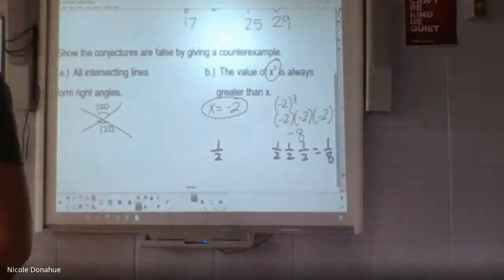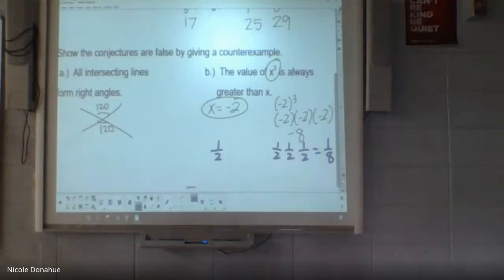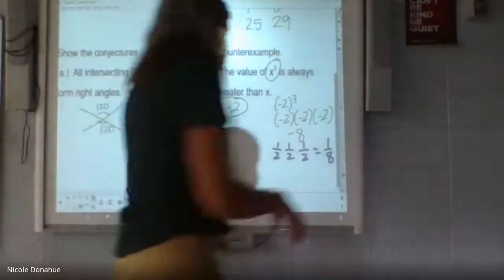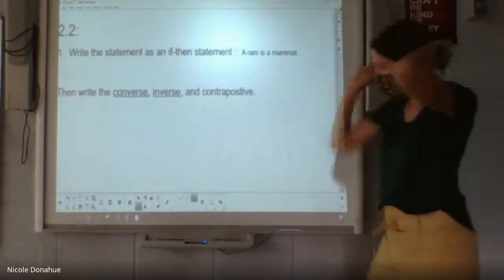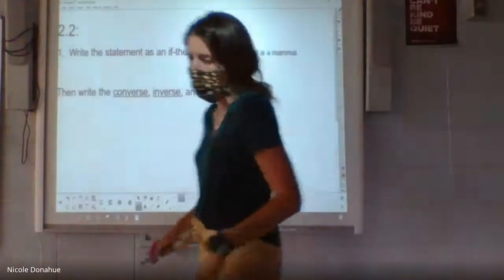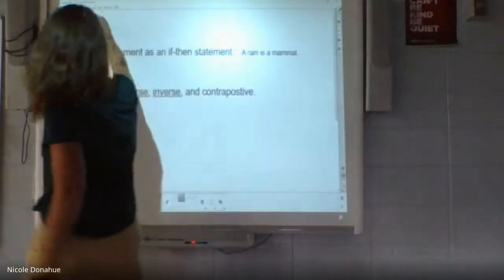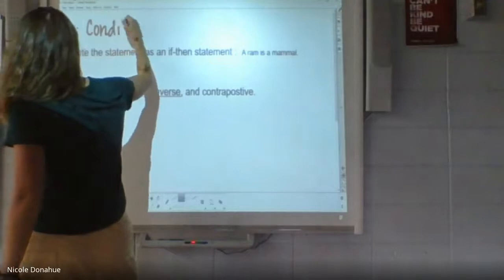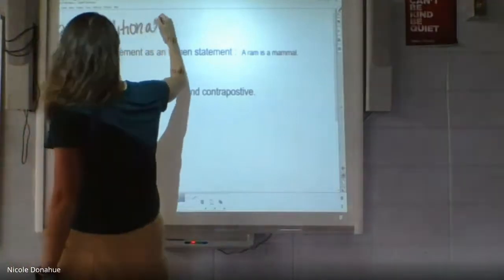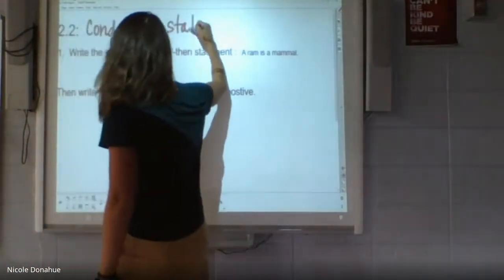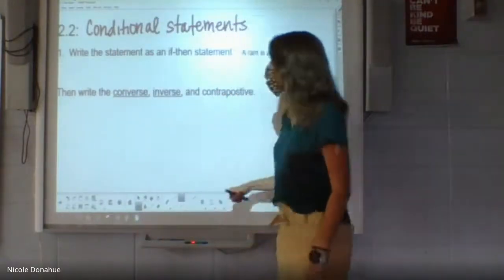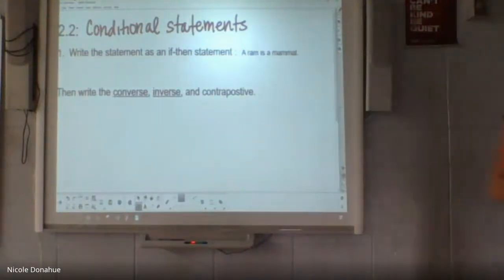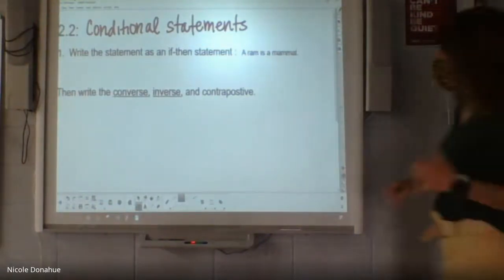All right, so that was our inductive reasoning. Then we get into conditional statements. Those are like the if-then statements. That's when we watch the video on if it has a tail, it's a monkey. So the if-then statements, conditional statements. So conditional is an if-then statement.